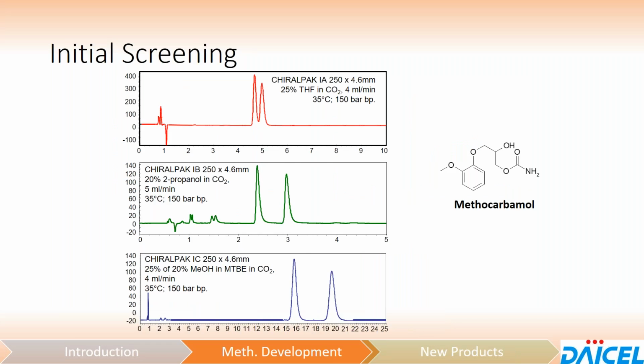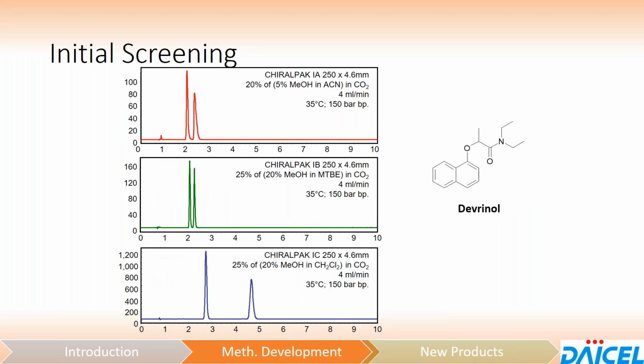Just a few more examples here of screening for methocarbamol on IA, IBN, and IC. Here, that kind of demonstrating that even by changing the chiral stationary phase, changing the mobile phase, you can get nice baseline resolutions. It's all not predictable. I can assure you that the screening approach is extremely helpful in these cases. And then one more example here for Devronol, the same thing. New separations or interesting separations as a result of the screening process.